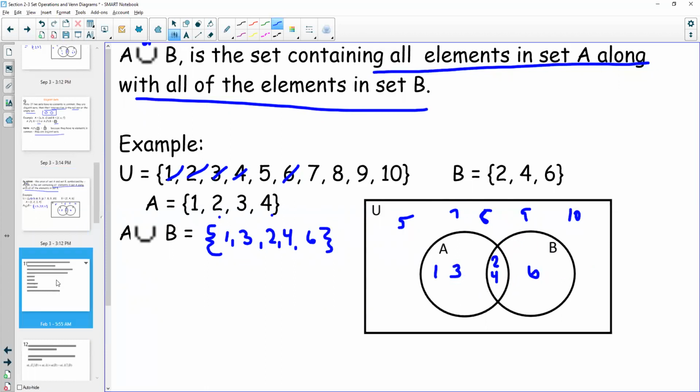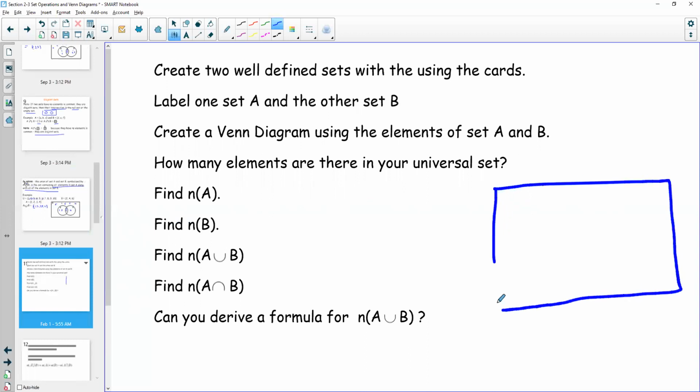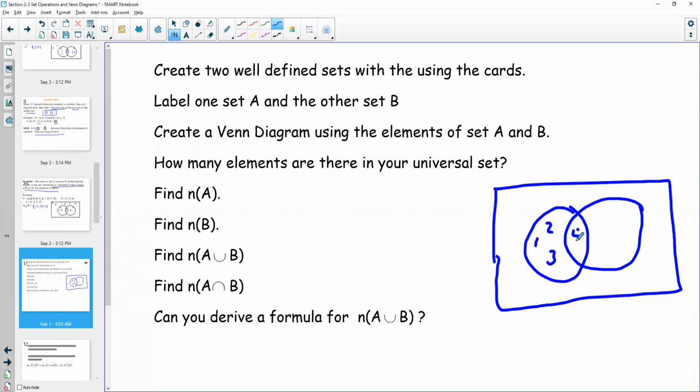All right, so there is an activity here. We're not going to stress about it. I'm going to make you a Venn diagram, okay? Here it is, right here. And in here, I'm going to put 1, 2, 3, 4, 5, 7, 9, 10. What did I miss? 6 and 8. All right, so here's A over here on the left, and B on the right.